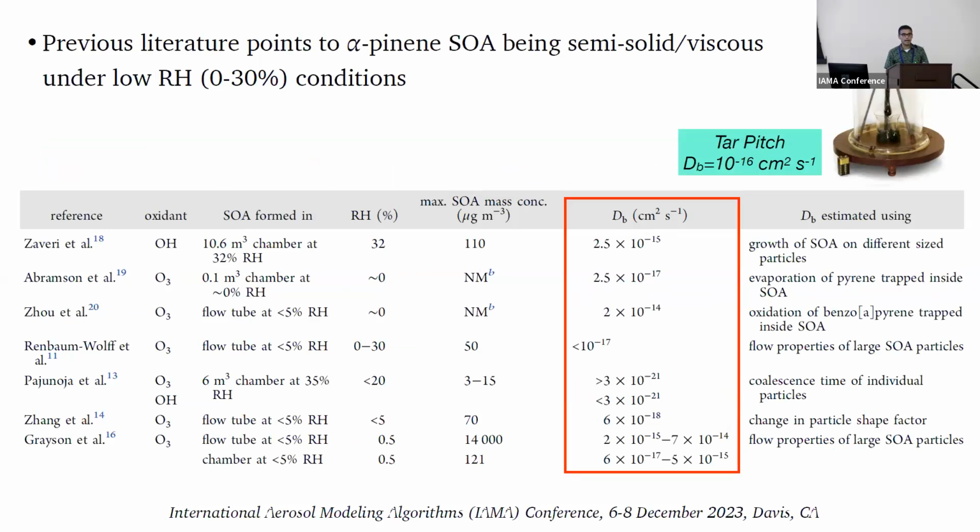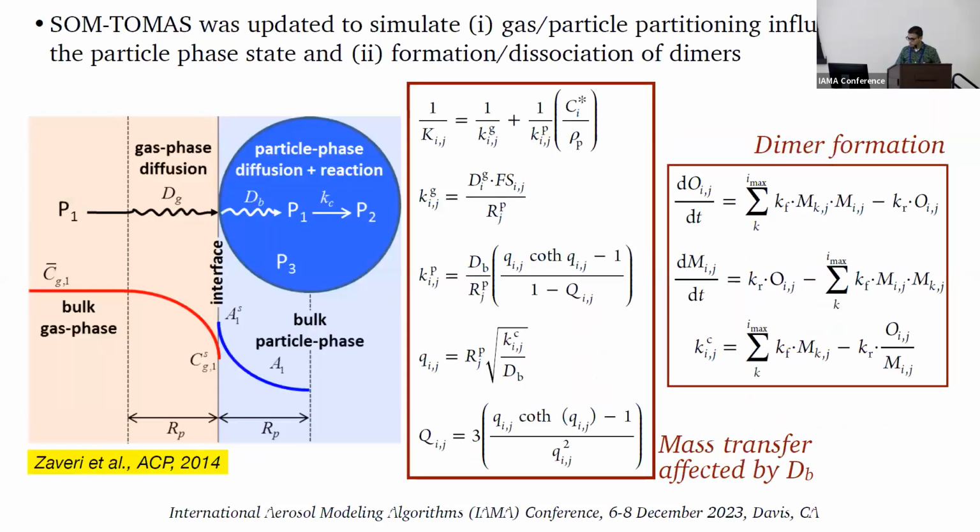What you'll note is that I've shown in the red box the bulk diffusion coefficient that was either measured directly or estimated. And so there are 2 things to note here. One is that the range of that bulk diffusion coefficient, or DP, is within the semi-solid viscous range. And this is again for SOA that was produced under dry conditions. And then the second is that there's a fair amount of heterogeneity across studies, right? So there's a lot of uncertainty in what the actual bulk diffusion coefficient is.